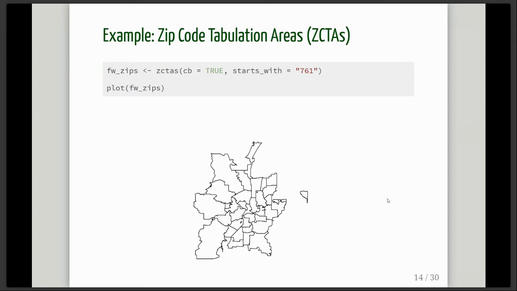But if you need that type of data, you can use the starts_with parameter and supply a string representing the first digits of the zip codes that you want. Let's say I want the zip code tabulation areas for the Fort Worth, Texas area that start with, in many cases, 761. This is what I get back when I plot it.